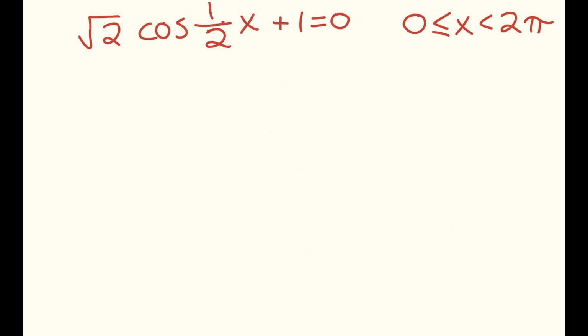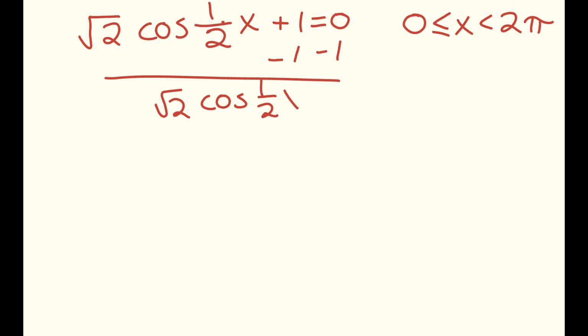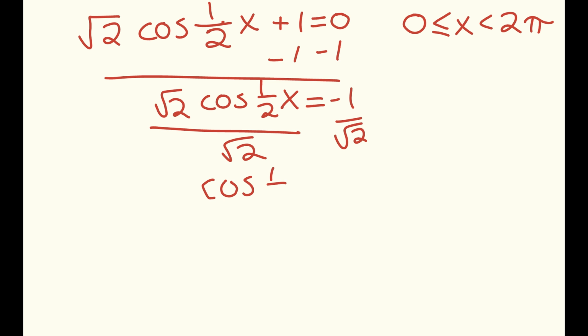And our final example. We're going to start it off like we started off all the other ones. We need to isolate the trig function, so get cosine by itself. In this case, it's 2 steps. I've got to subtract 1 from both sides. So I get rad 2 cosine 1/2 x equals -1, then divide by rad 2, and I get cosine 1/2 x equals -1 over rad 2.